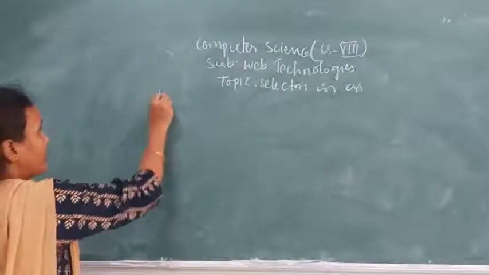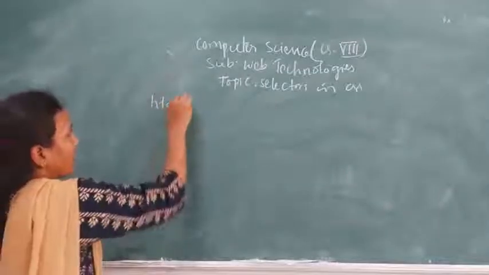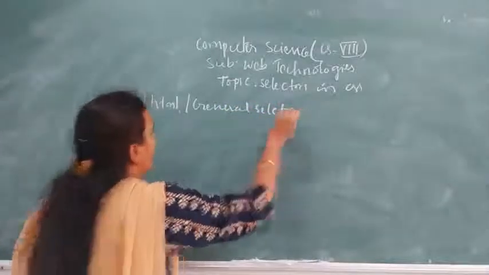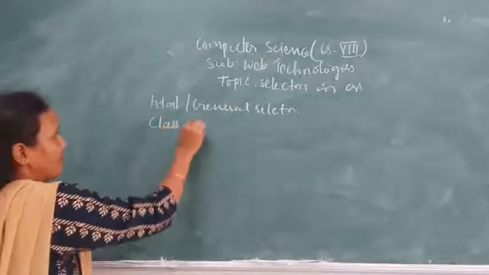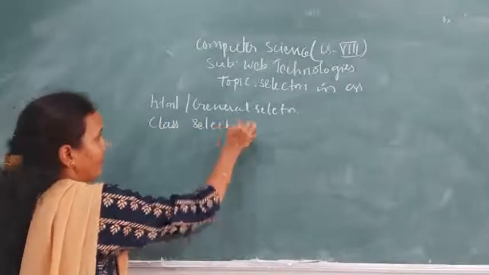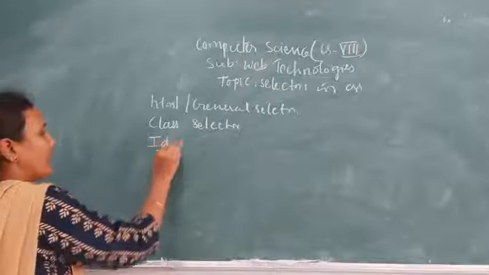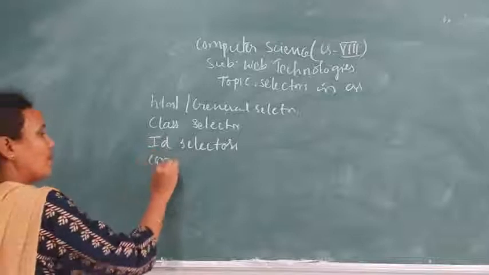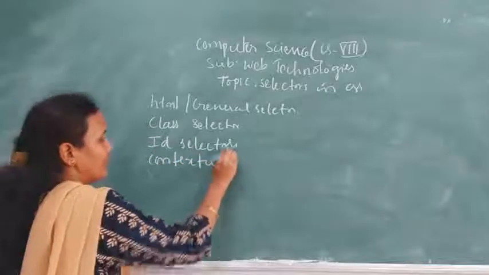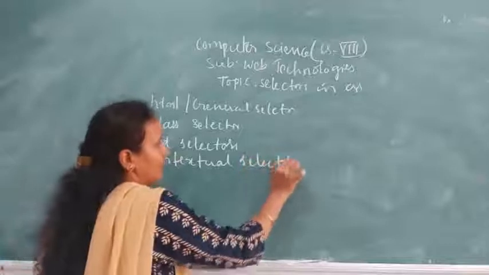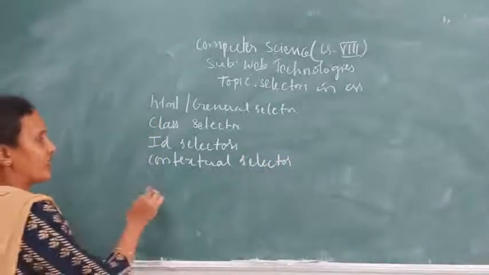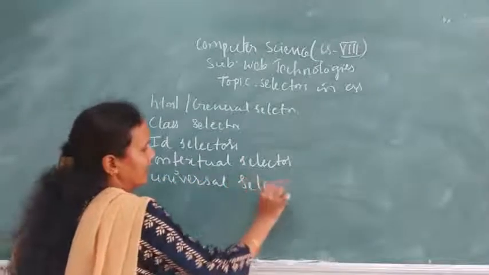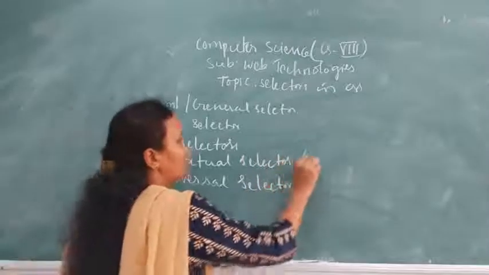First one is the HTML selector. The HTML selector is also called a general selector. Second one is the class selector. Third one is the ID selector. Fourth one is the contextual selector. And one more, which I did not give in the last class, is the universal selector. The universal selector is also called a group selector.